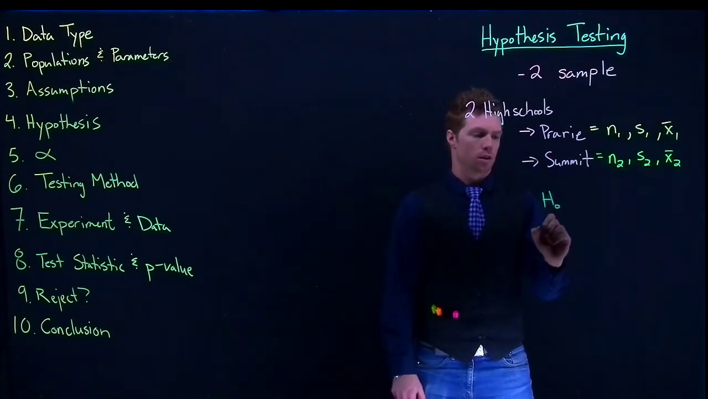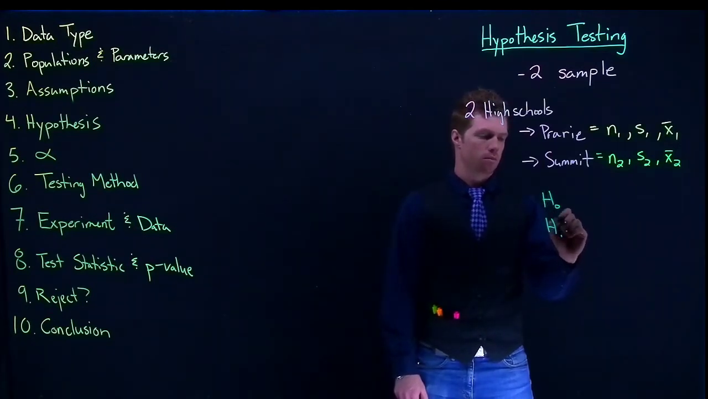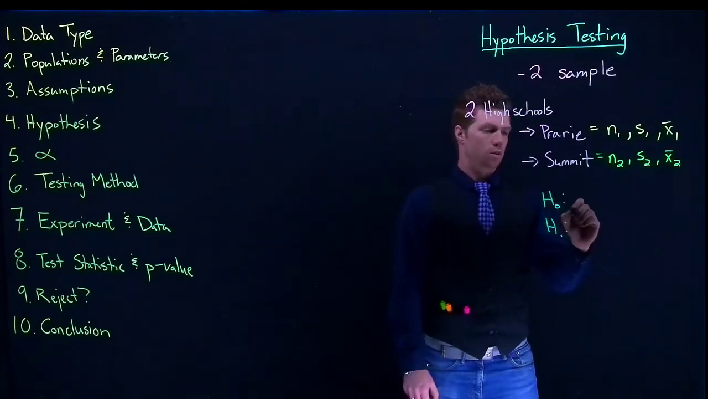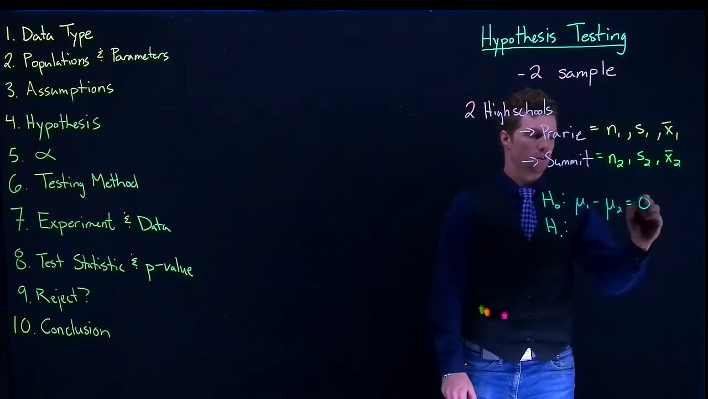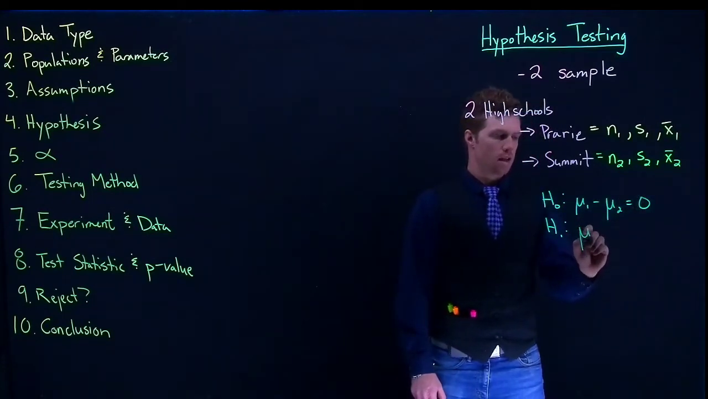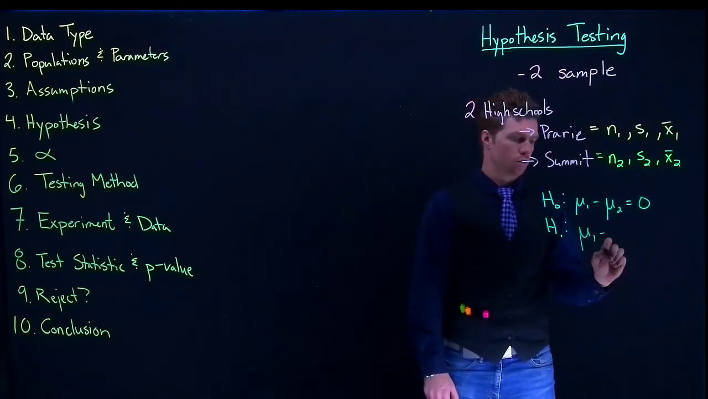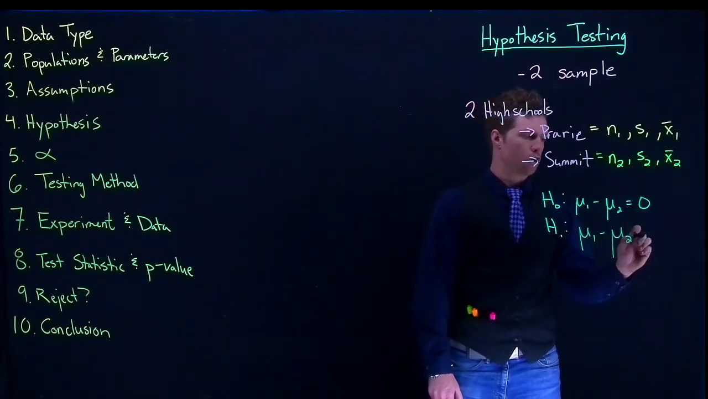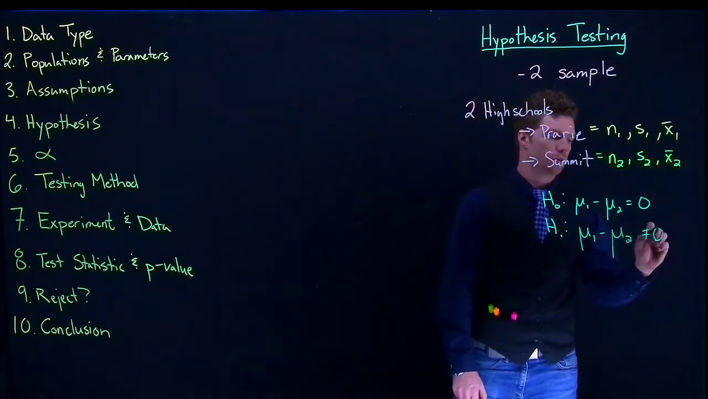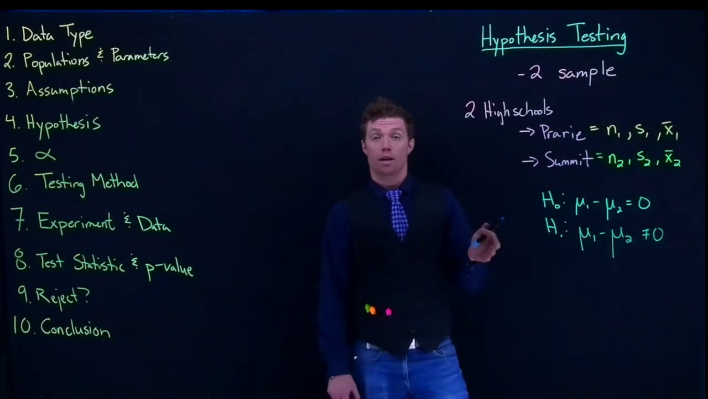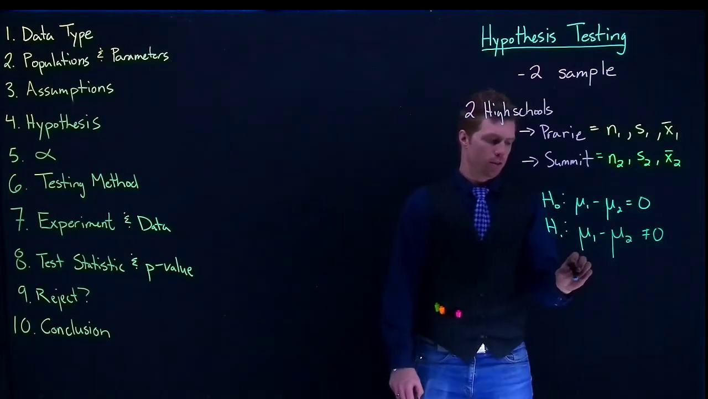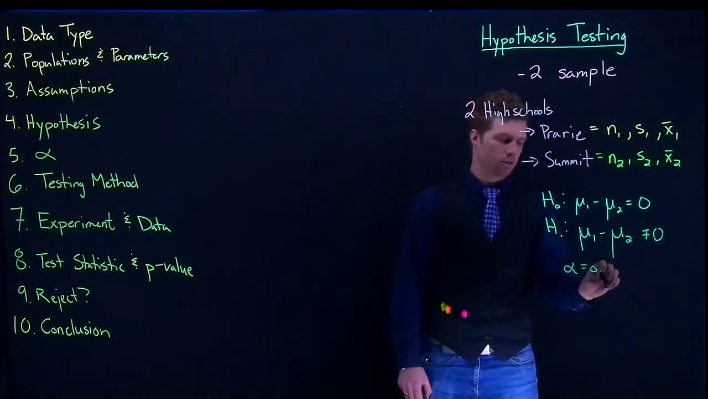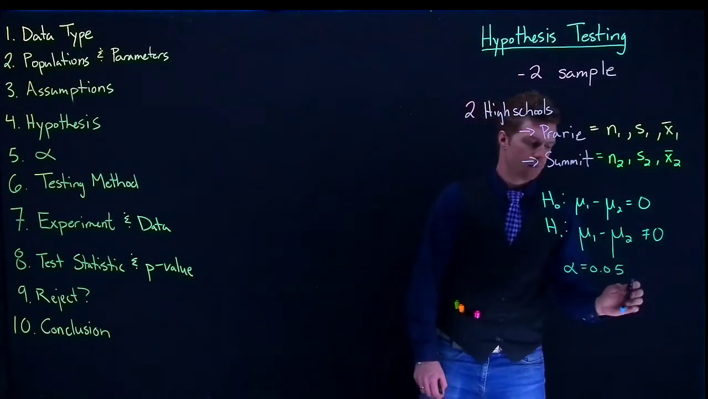Let me set up a null and alternative real quick. The null is that the means of the two schools are the same. We'll start off with not equal to as the alternative, and I'll show you how we can handle a greater than or less than. It's not too hard. We just need some place to start. We'll have an alpha of 0.05.